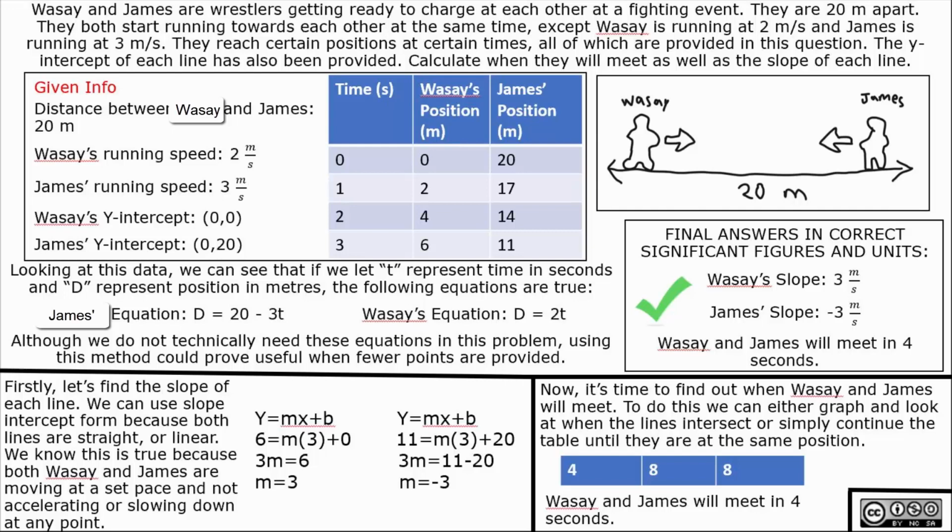To do this, we can either graph and look at when the lines intersect, or simply continue the table until they are at the same position. So if we see here, Wasay and James will meet in 4 seconds. Now the final answers we can draw from this question. Wasay's slope will be 3 meters per second. James's slope will be minus 3 meters per second. And Wasay and James will meet in 4 seconds. Now, as we can see, the two velocities make sense because they are coming from opposite directions.